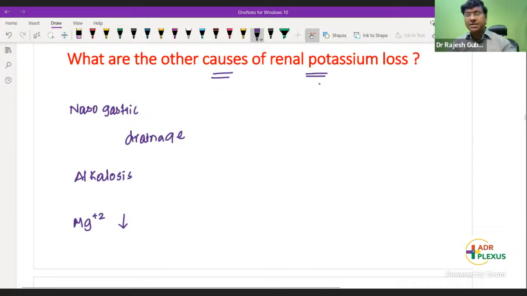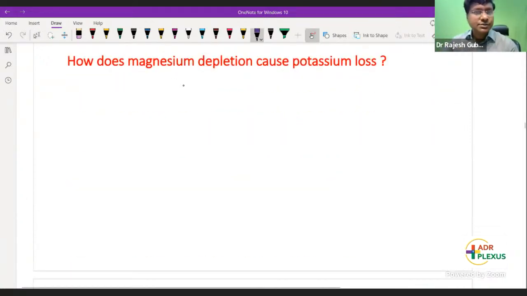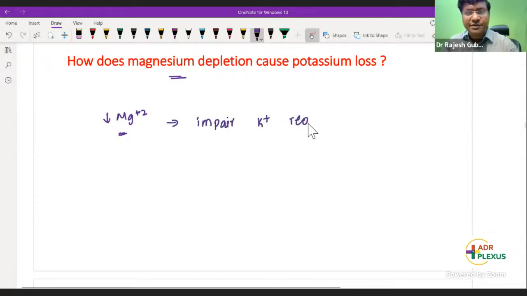that is hypomagnesemia. Now we will discuss why this nasogastric drainage or this hypomagnesemia will cause renal potassium loss. So first let me take up the hypomagnesemia. How does magnesium depletion cause the potassium loss? See, whenever there is hypomagnesemia, this will impair the potassium reabsorption. This is a very, very important point.